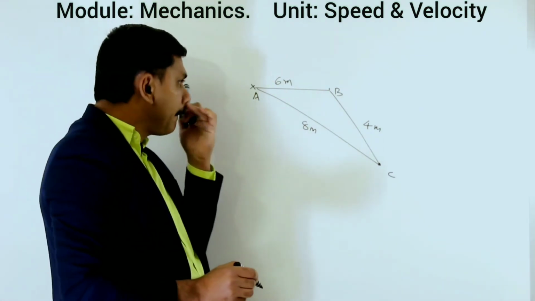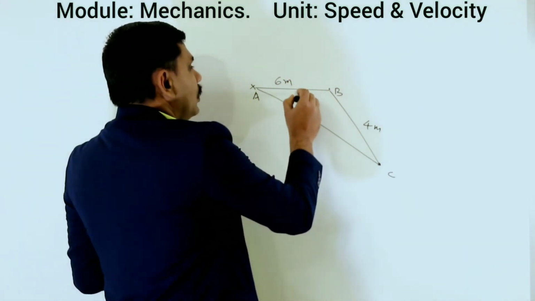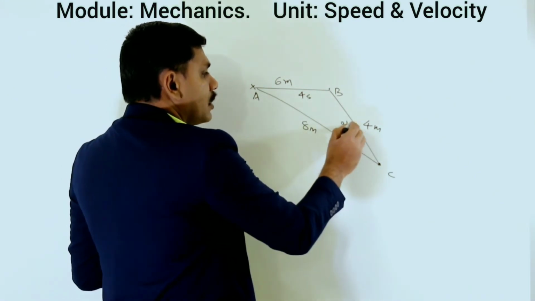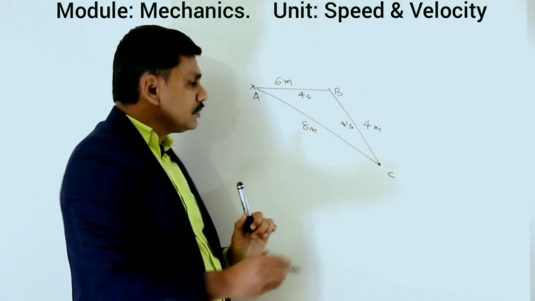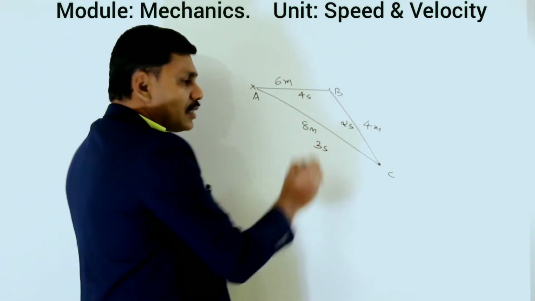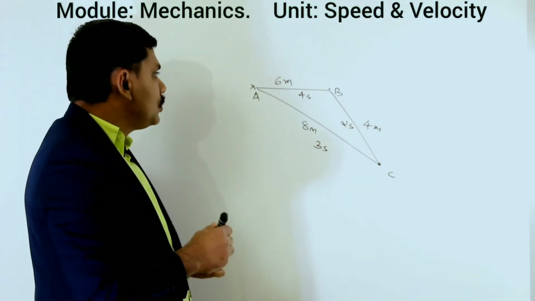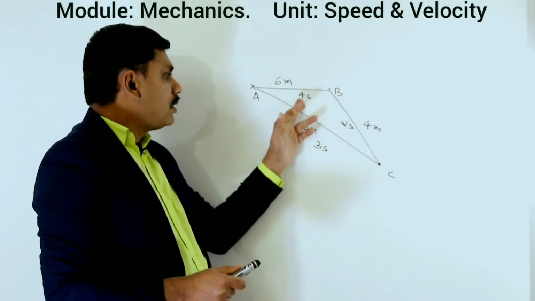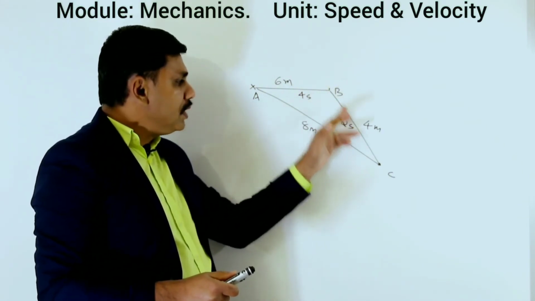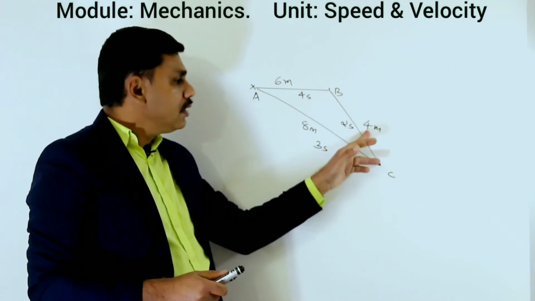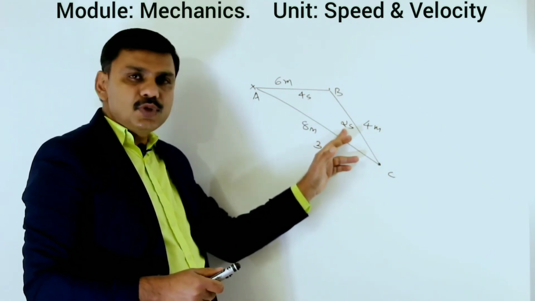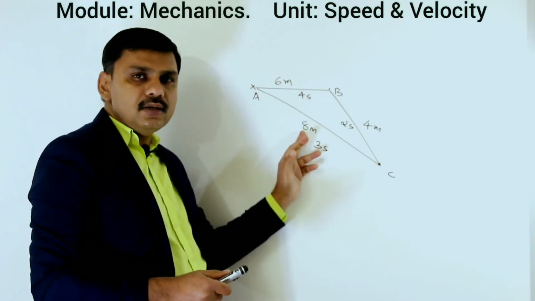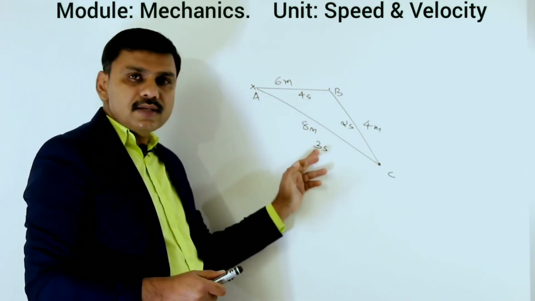8 meter. Here you are taking 4 seconds to travel, here you are taking 2 seconds to travel, and here you are taking 3 seconds to travel. So from A to B, the distance is 6 meter and the time taken is 4 seconds. B to C, the distance is 4 meter and the time taken is 2 seconds. From A to C, it is 8 meter distance and you are taking 3 seconds.